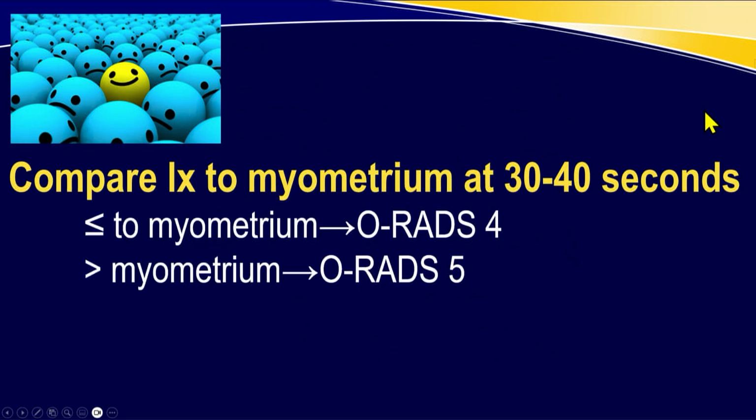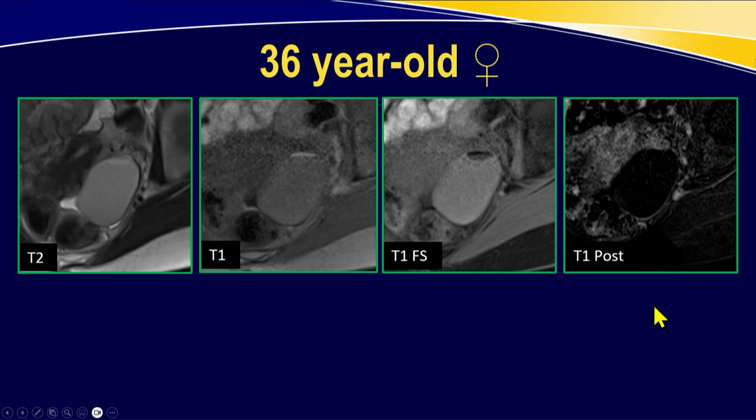And what's important is you compare your adnexal lesion to the myometrium at 30 to 40 seconds post contrast. Give your contrast, wait 30 to 40 seconds, make your acquisition, and then you compare the enhancement of that lesion to the myometrium. If it's less than or equal to the myometrium, that's an O-RADS 4. We said, like a 50% chance of malignancy. And if it enhances more than the myometrium, that's an O-RADS 5, 90% chance of malignancy.